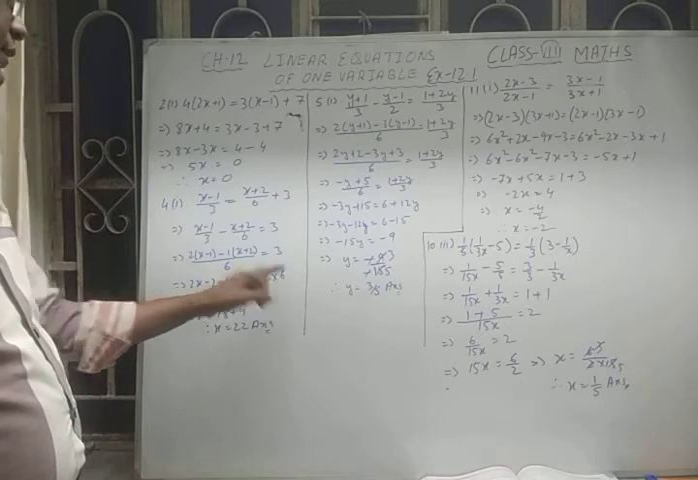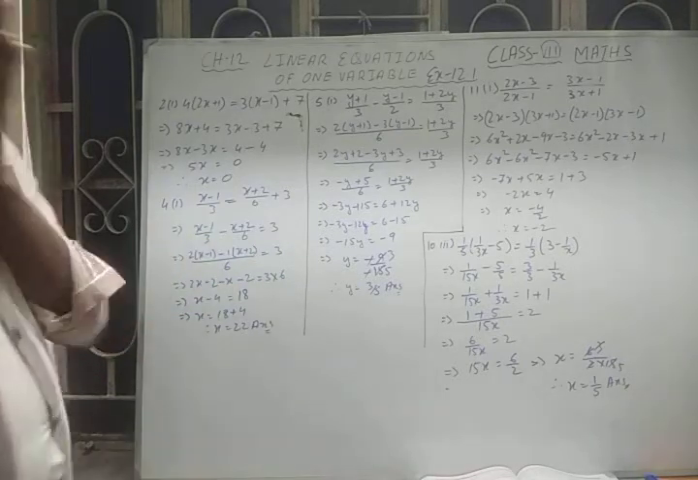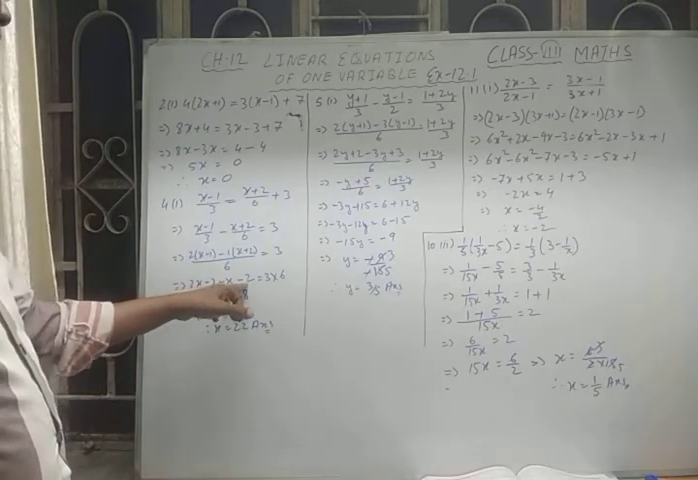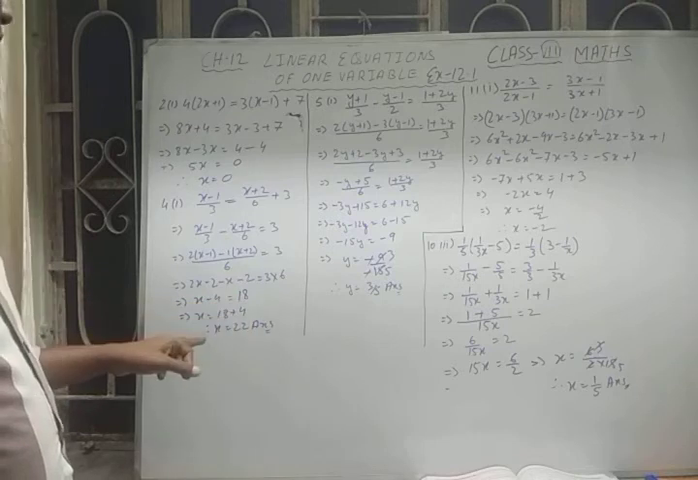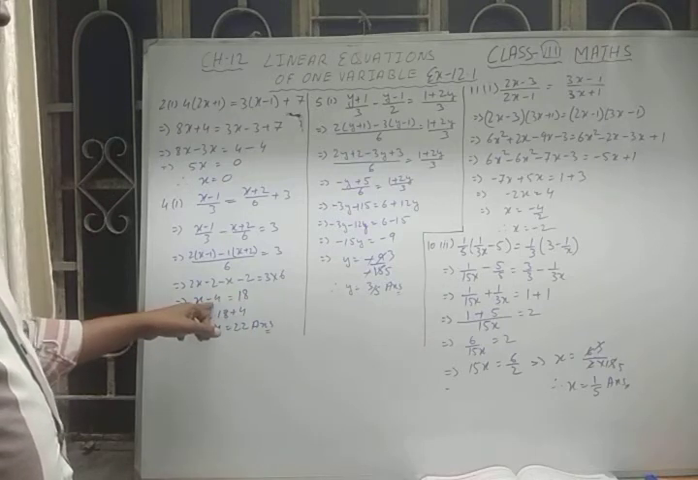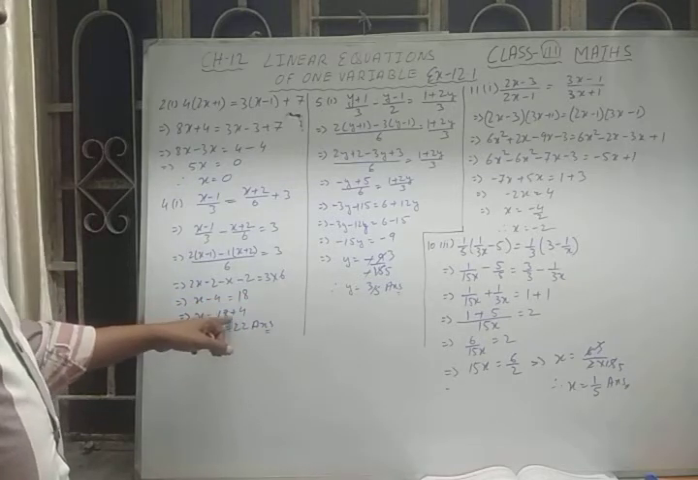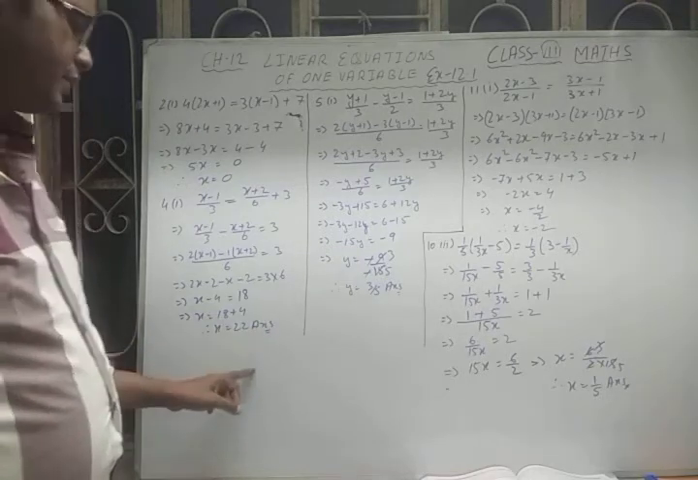So 3 into 6. So 2x minus x is x, and minus 2 minus 2 is minus 4, is equal to 18. Okay. Now x equals to, when you take this minus 4 to the right hand side, it will become plus 4. So x equals to 18 plus 4. Therefore x equals to 22. The value of x is 22.